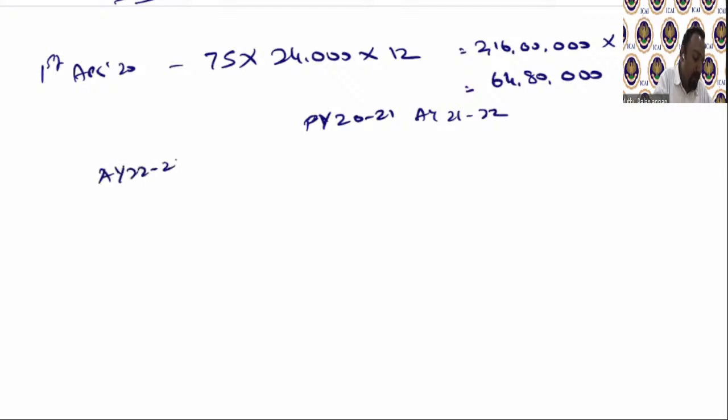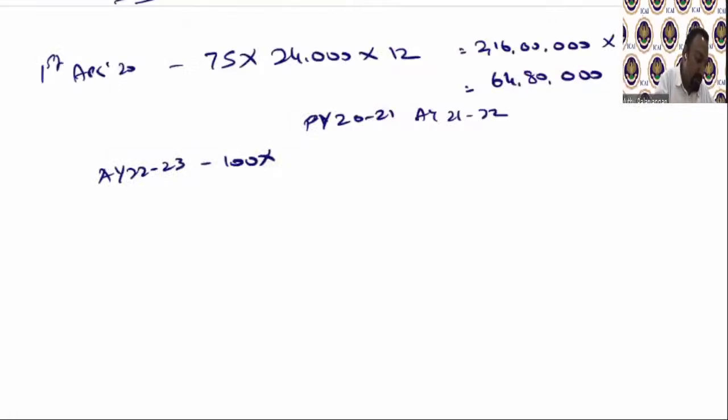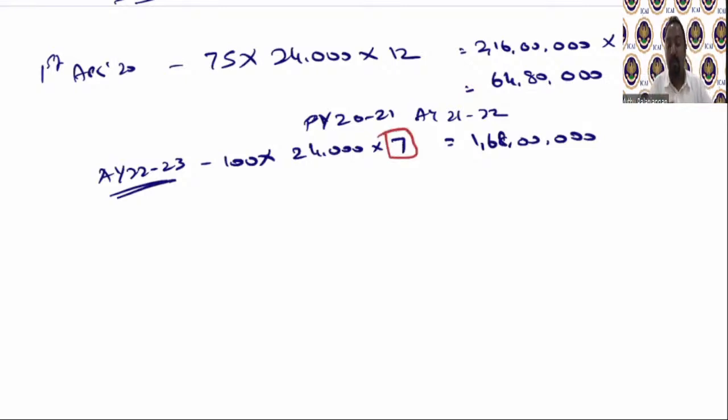For AY 22-23, you will include the salary for these 100 employees. 100 employees, 24,000. We'll have to calculate only for this year, so their work from September to March. September to March is 24,000 into 7 into 100 employees. This is 1 crore 68 lakhs. So even for assessment year 22-23, we will have to calculate only for the period September 20 to March 21, because it is for that period only.